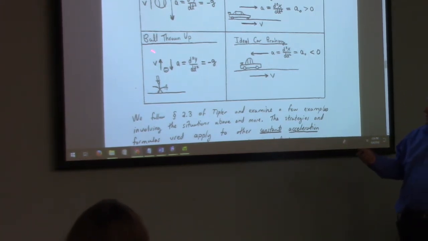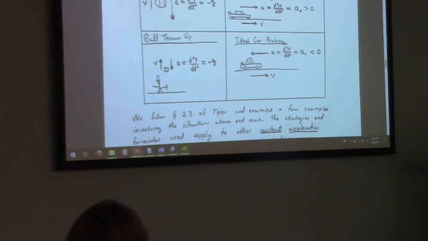That doesn't usually happen. Usually when we throw a ball up, the acceleration brings it back down, right? And then in ideal car braking, the speed would be going this way, and the acceleration would be going the opposite way. I say ideal. Up here I said constant acceleration. Is the actual acceleration for a physical car that you're driving in actually constant?